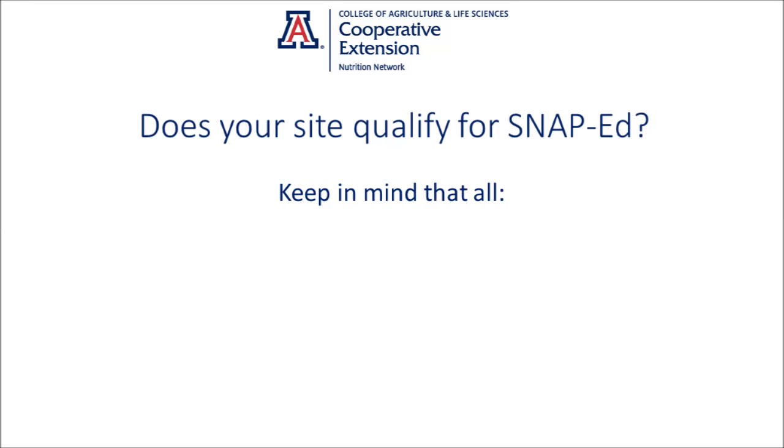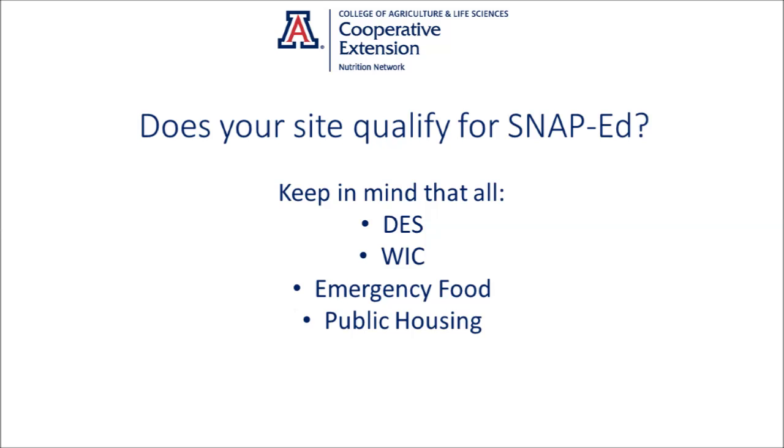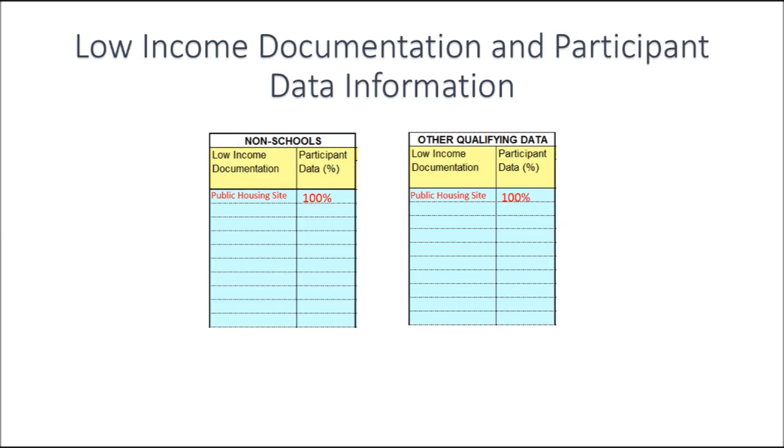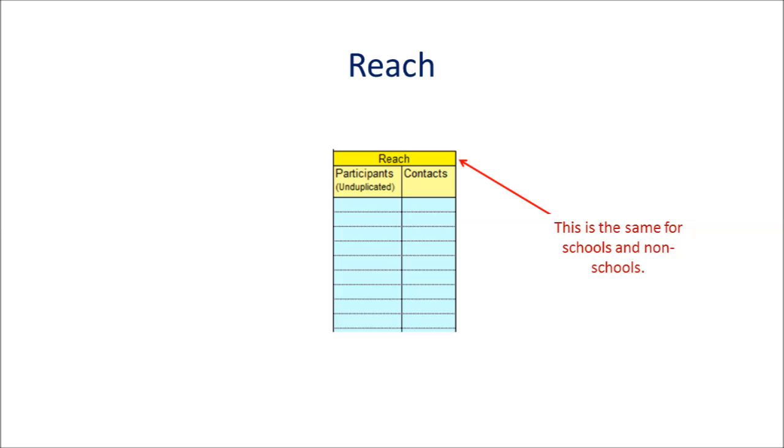Keep in mind that all DES, WIC, emergency food, and public housing service settings qualify 100% in participant data, and the documentation for these sites is simply what they are. For instance, for a public housing facility, you would type public housing site into the documentation column and 100% in the participant data column. The last column to fill out is the reach column. This is an estimate of the amount of people that will be taught or influenced at your site.